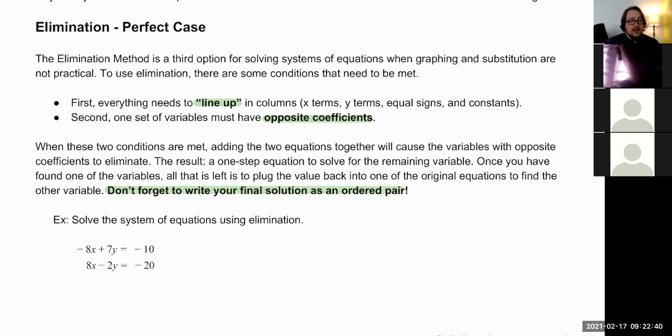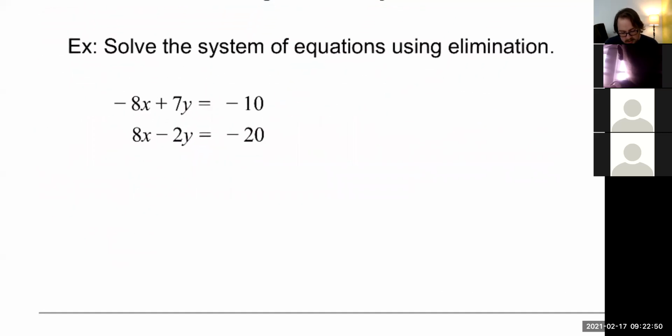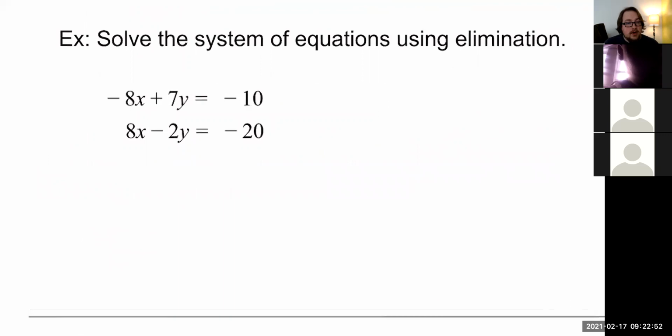So again, we can talk about it all day. It's not until we see it in action that we start to tie together some meaning to these statements. So this is what I consider a perfect case.